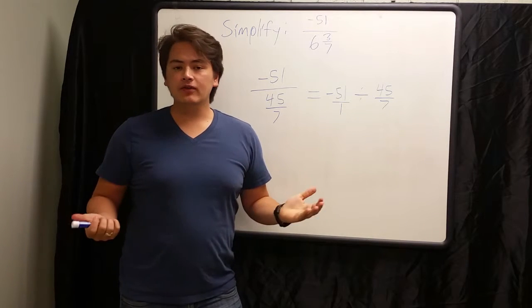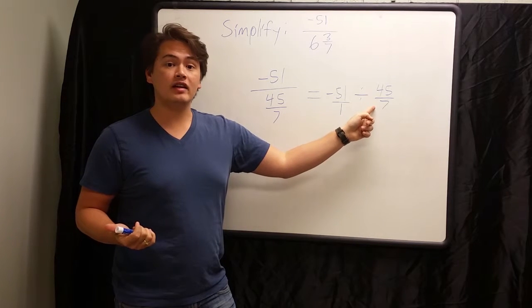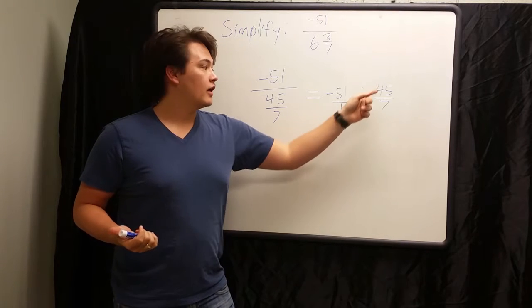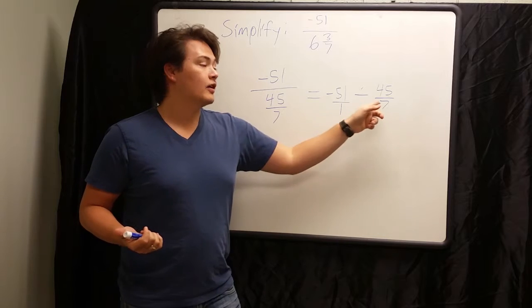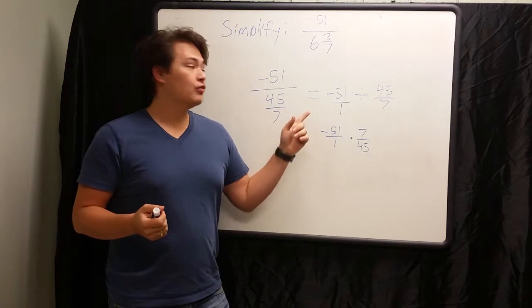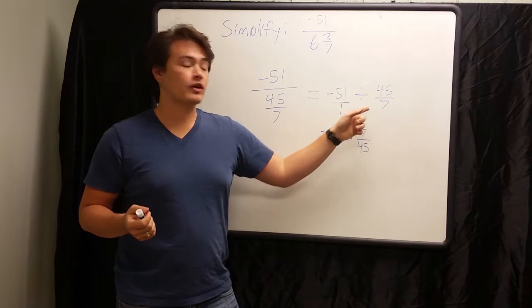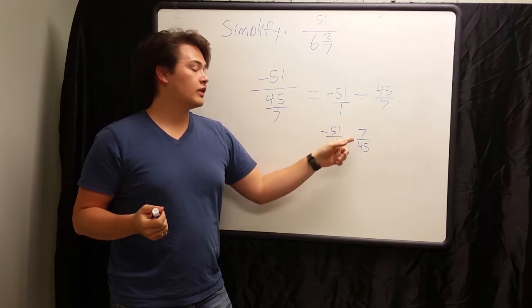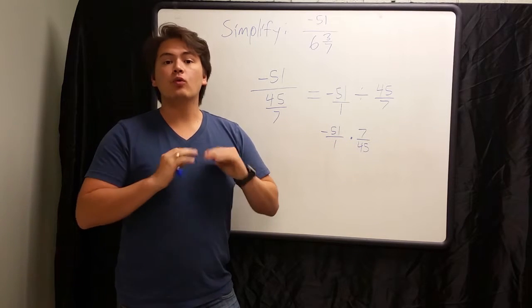Now when we're dividing fractions, we're going to flip the second number and then multiply it. So the 7 is going to go on top and the 45 is going to go on bottom, and we're going to multiply this by that. So now I've rewritten negative 51 over 1 divided by 45 over 7 to negative 51 over 1 times 7 over 45.